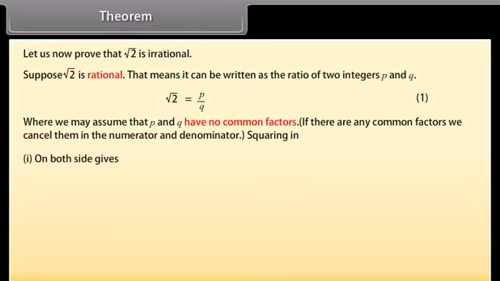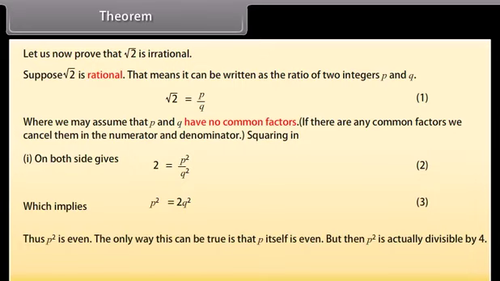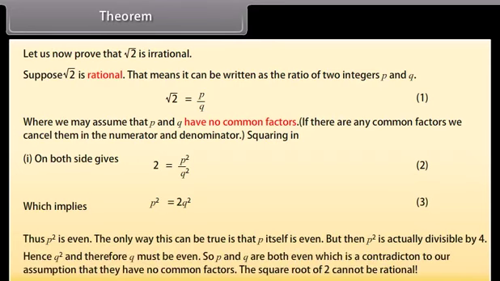Squaring both sides in 1 gives 2 is equal to p square upon q square, equation 2, which implies p square is equal to 2q square, equation 3. Thus, p square is even. The only way this can be true is that p itself is even. But then p square is divisible by 4, hence q square, and therefore q, must be even. So p and q are both even, which is a contradiction to our assumption that they have no common factors. The square root of 2 cannot be rational.